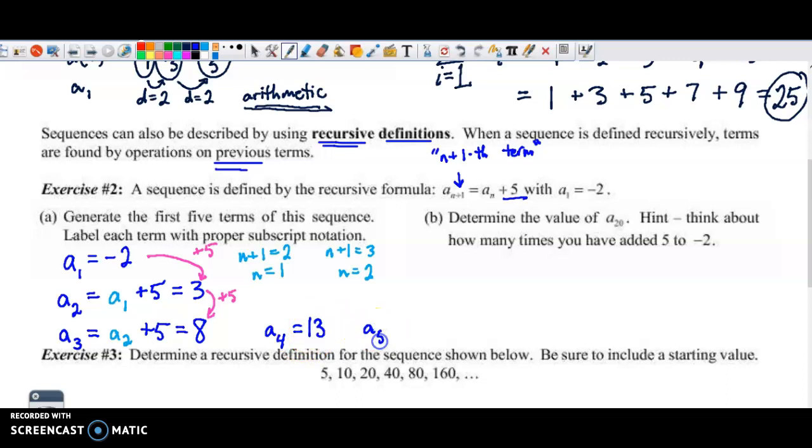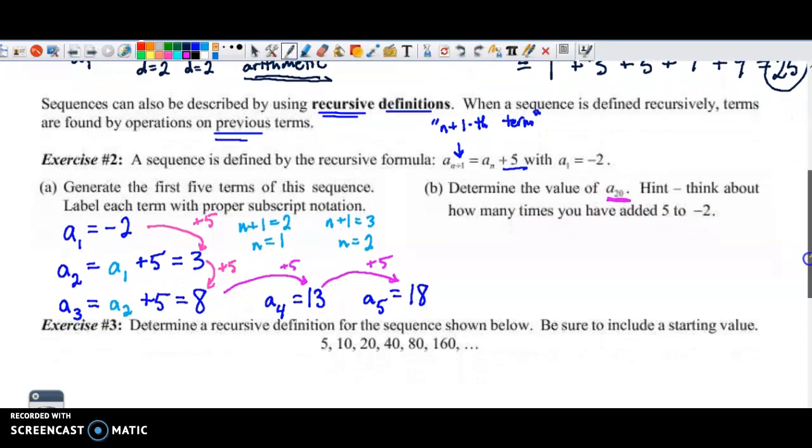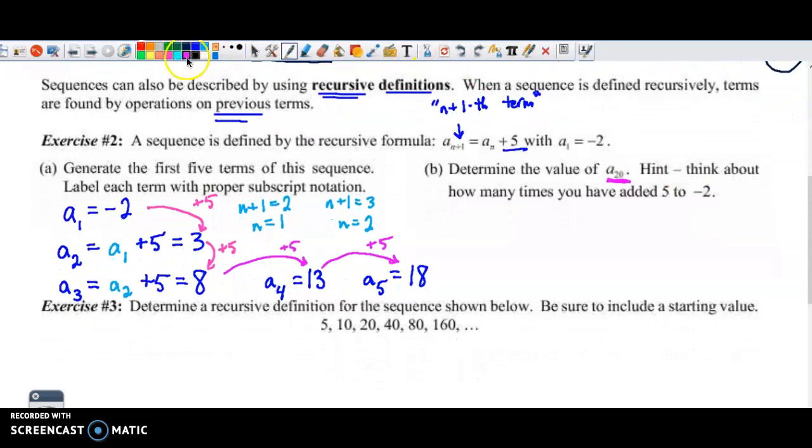And what do you think a sub 5 will equal? Well, if I add 5 from the previous term, I'll get 18. So without giving you a formula yet, we will get to a formula, we can actually notice a pattern to figure out what the 20th term would be. And there's a little hint right here, so you might be able to think of the correct answer without me giving you the clue.